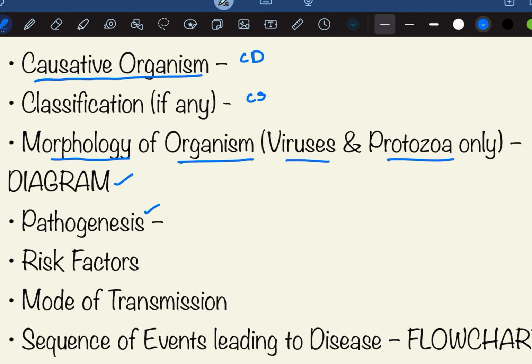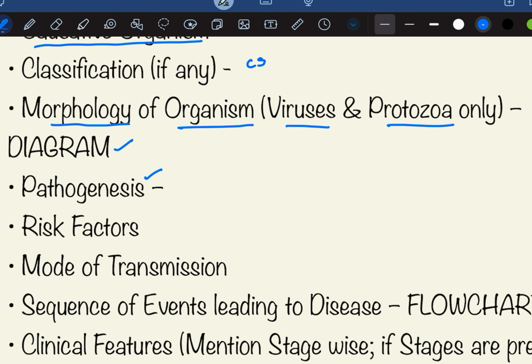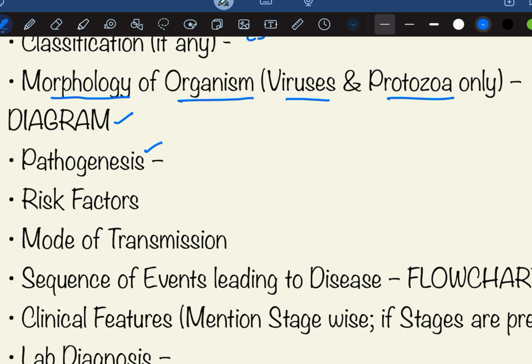Next, what is the pathogenesis of the disease? So, how is the disease caused? In Corynebacterium diphtheriae, it is inhibition of protein synthesis. So, we have to mention the steps. Next, risk factors. What are the risk factors? Like for Corynebacterium diphtheriae, for example, it is mostly observed in children.